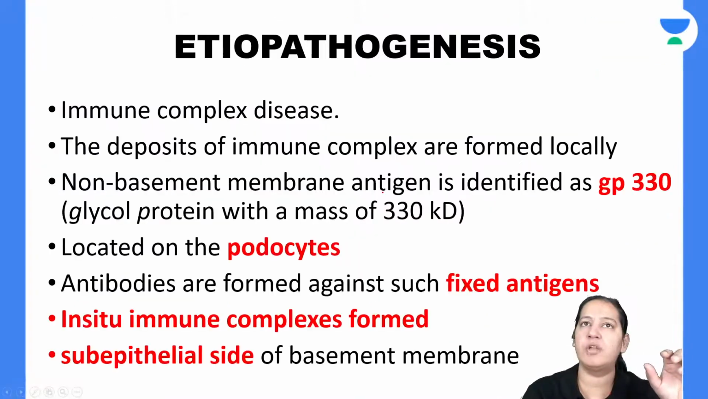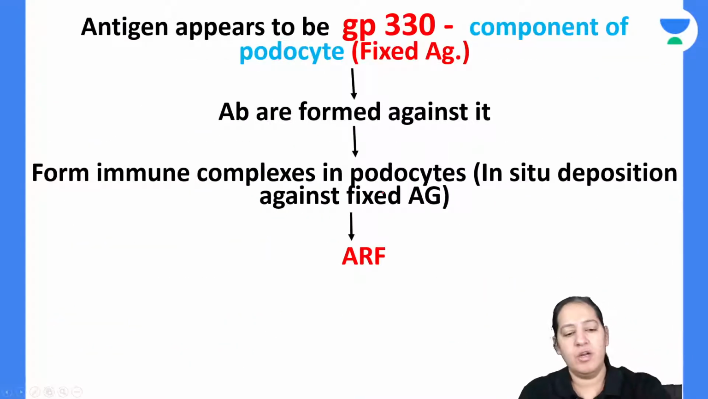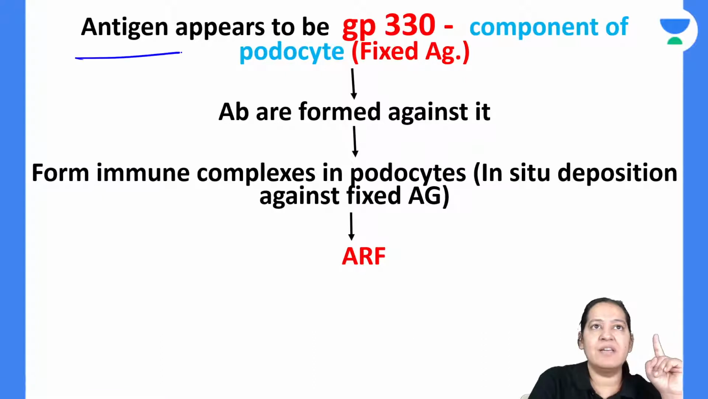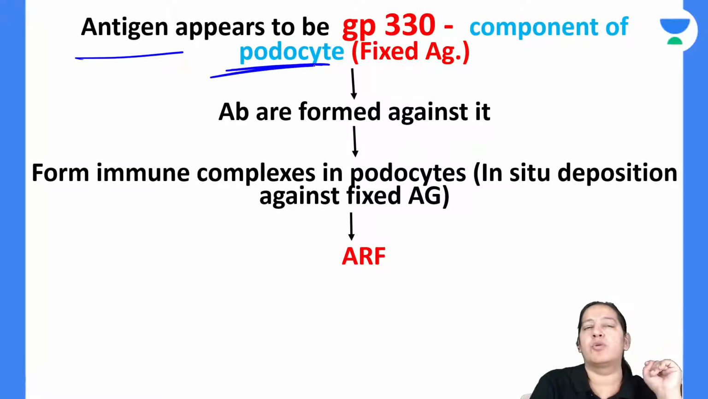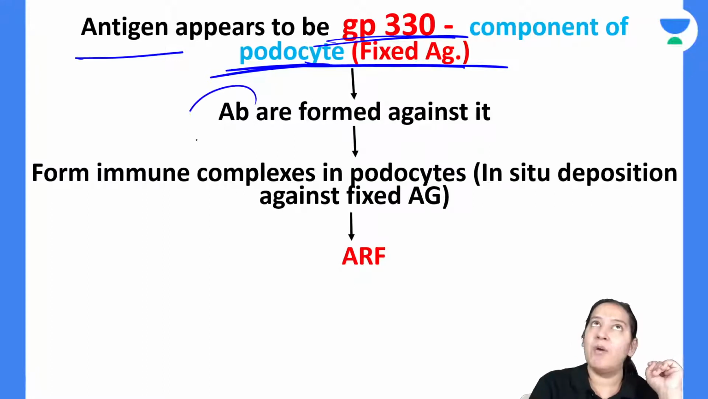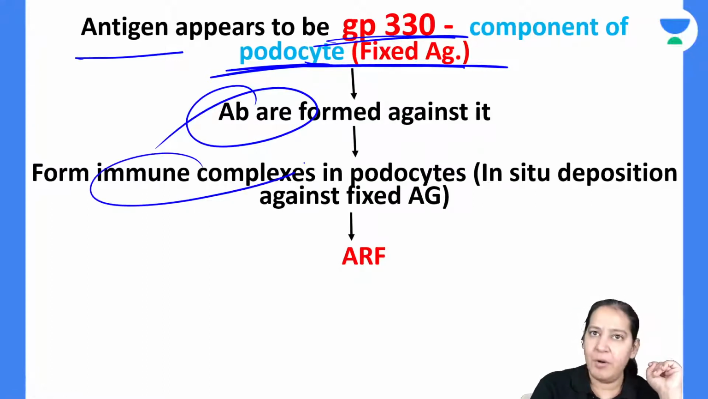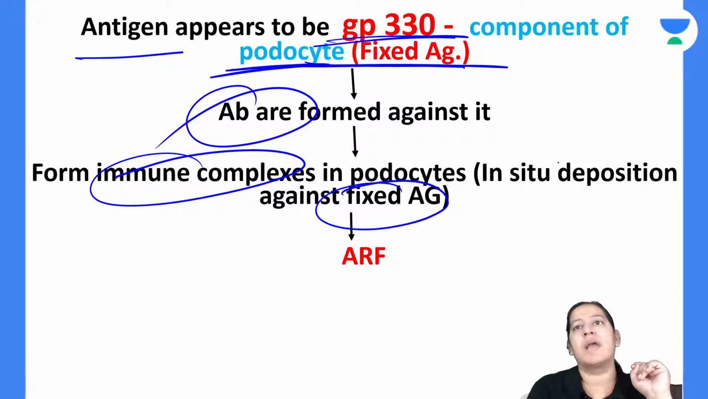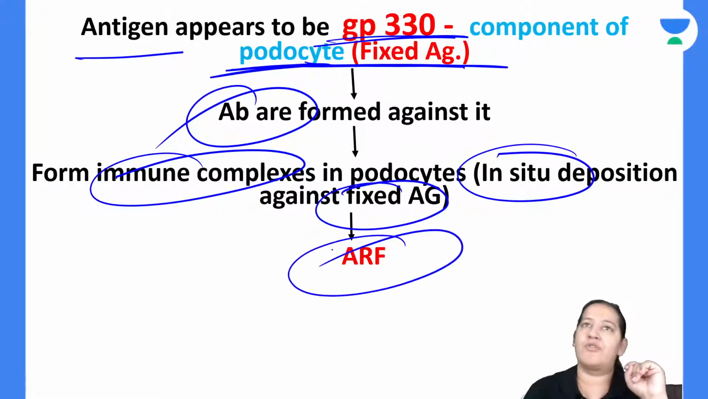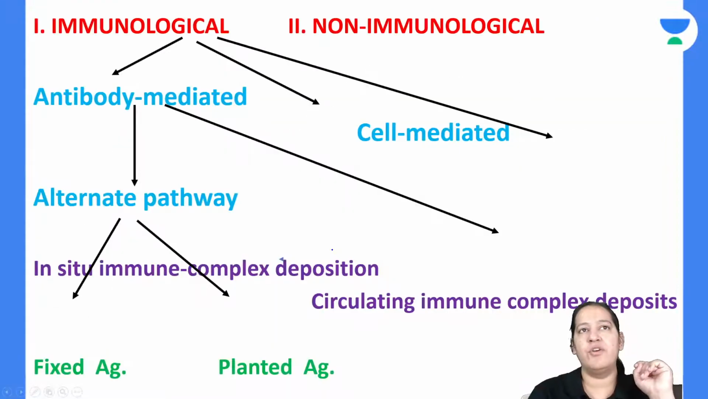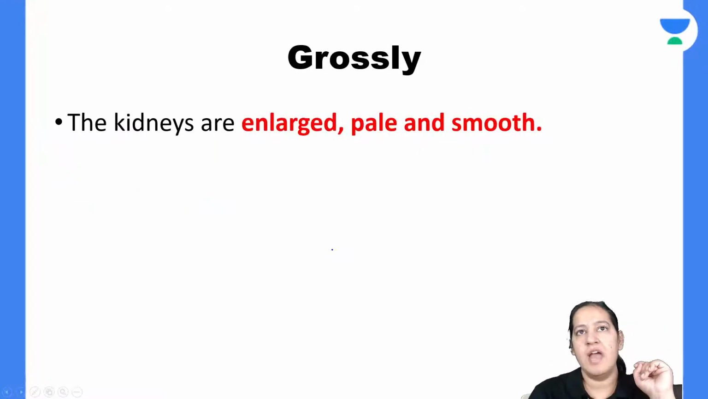Give me a thumbs up if you got the etiology. So what is the etiology here? Who will tell me? What is the antigen? The antigen is the protein component of the podocyte, which is a fixed antigen. The name of the antigen is glycoprotein 330. The body is forming antibodies against it, and antigen antibody complexes are formed in situ against a fixed antigen. It will lead to acute renal failure. Give me a thumbs up, Rishinika, if you got it. Have you got it?